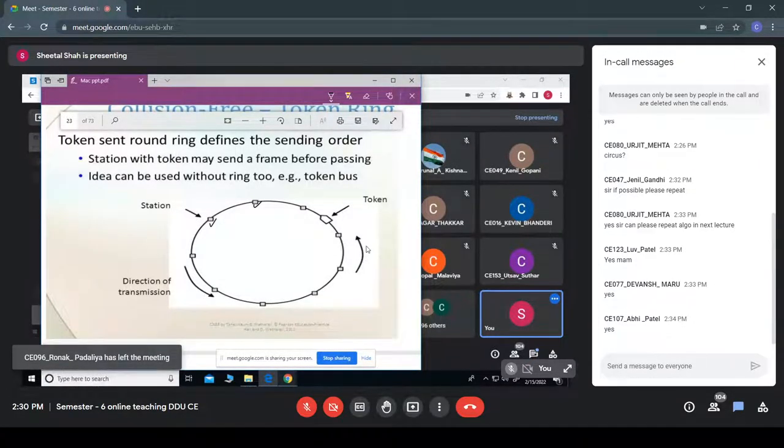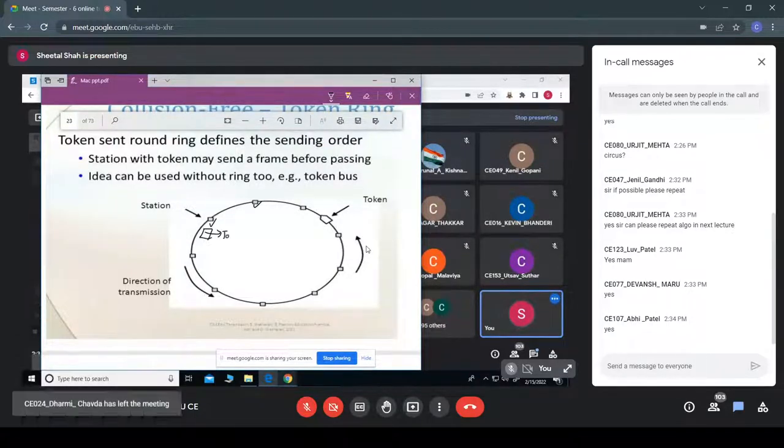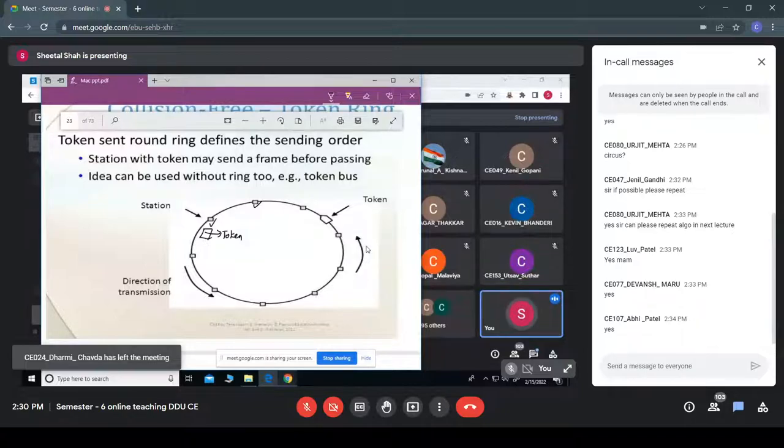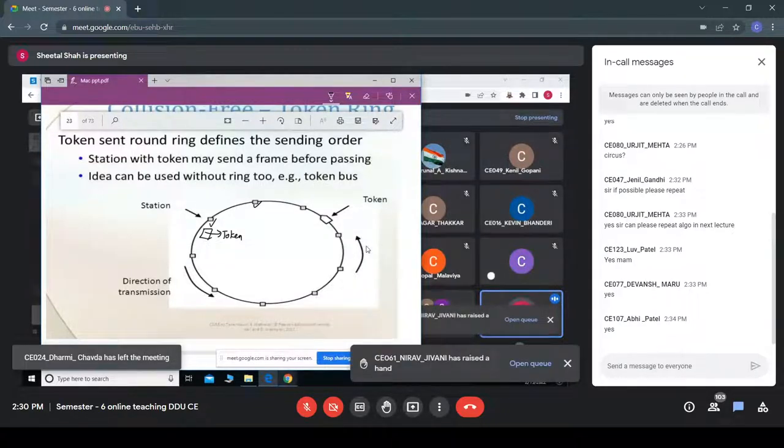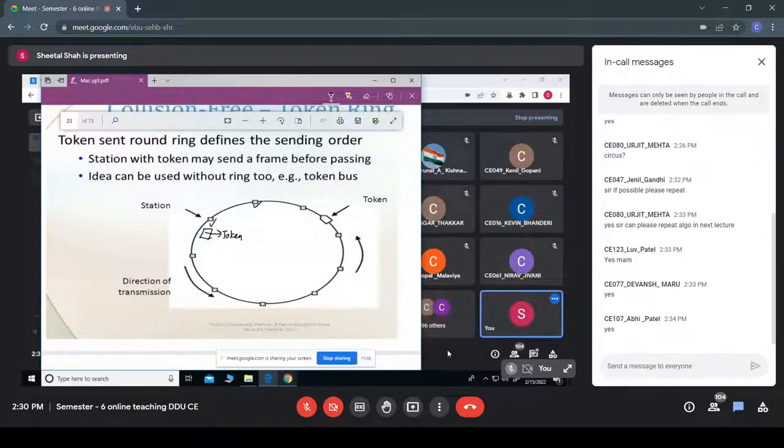A special frame is sent, which is known as a token, and that token would be rotating throughout this ring. Okay, yes, Neera. Throughout this ring, a token would be circulated. A station which has the token, only that station would be capable of transmitting the frame.